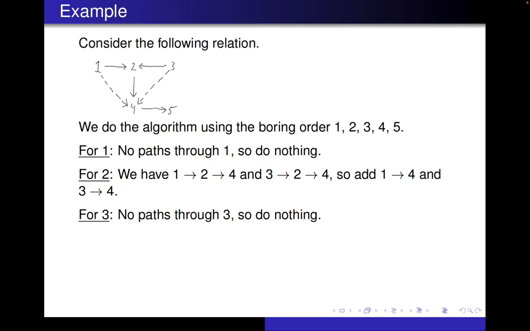For 3, there's nothing for 3 because remember, 3 would have to be in the middle of our path. So we'd have to have something pointing to 3 and then 3 pointing to something. But again, nothing's pointing at 3, so we do nothing.